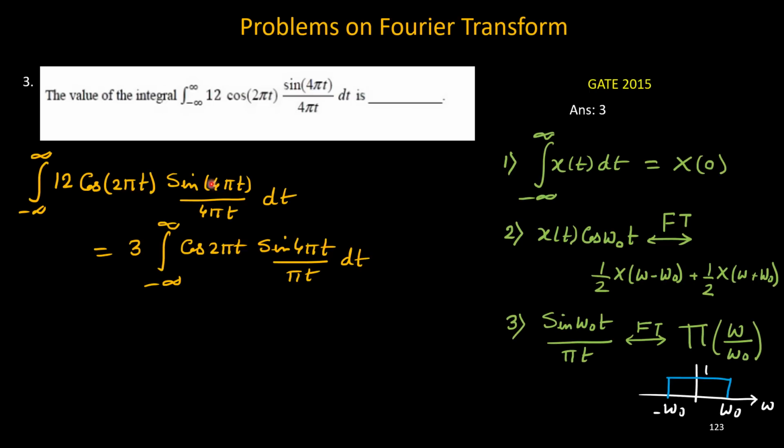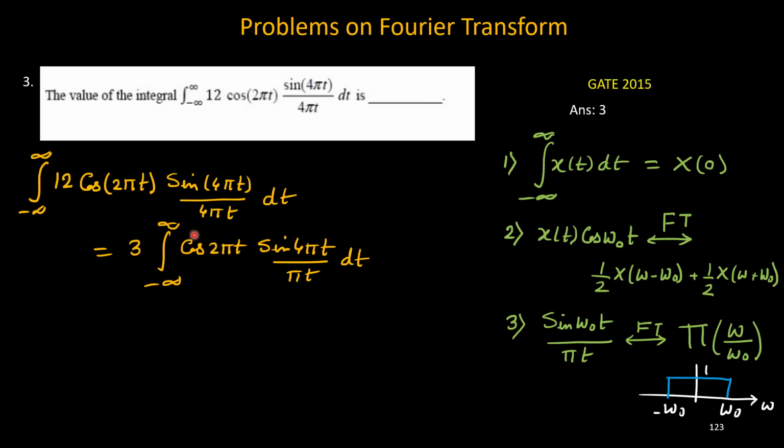Now I'll consider this integral. This is the arrangement we need to compute. You see this 4 I have considered here, so it is 3. This part becomes sin 4πt upon πt. In this kind of form, ω₀ equals 4π. Right? So this is one function.